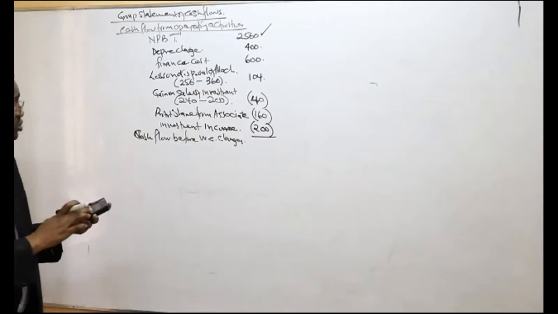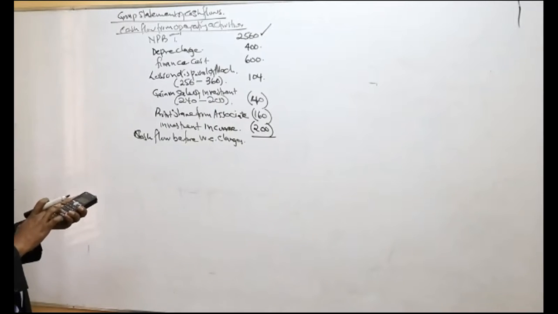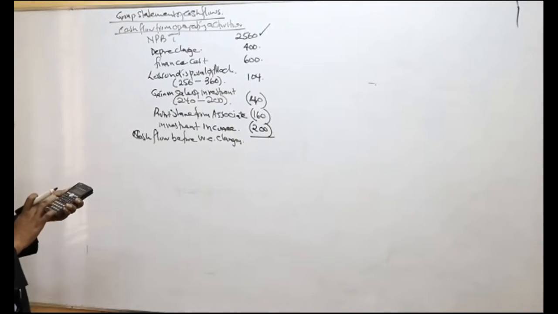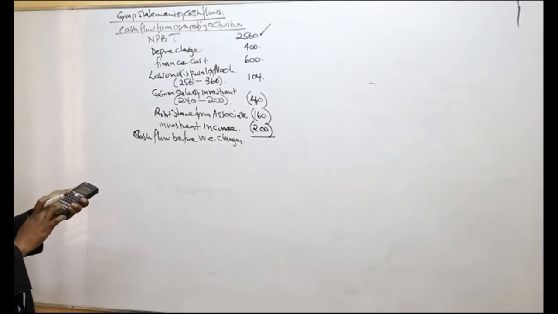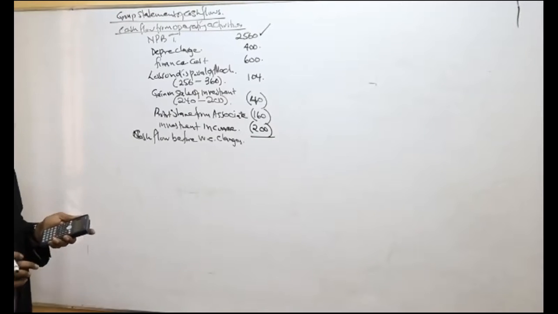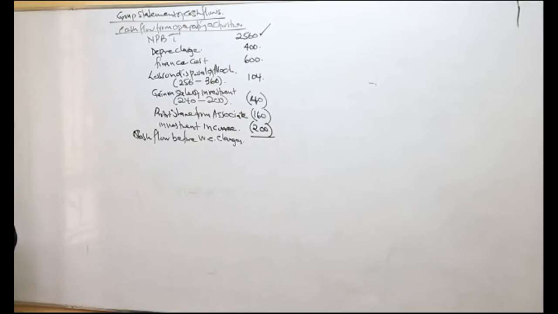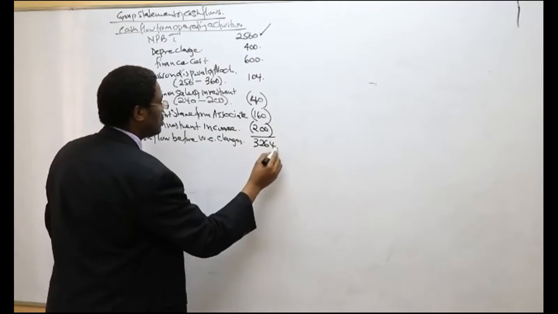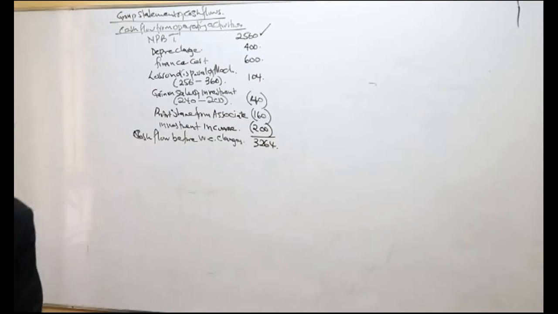So we take that 2560 plus the 400 plus the 600 plus the 104 minus the 14 minus the 160 minus the 200. What are you getting? I'm getting 3264. Then now we can go to the working capital items.